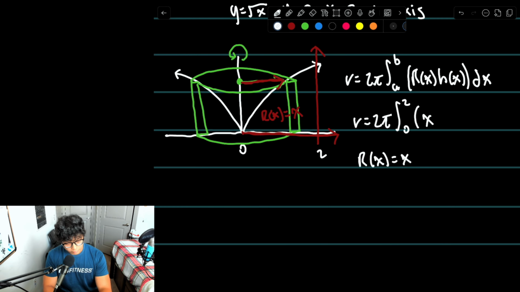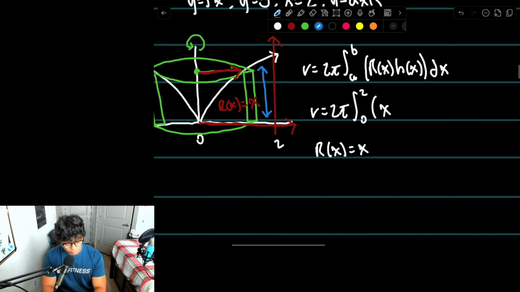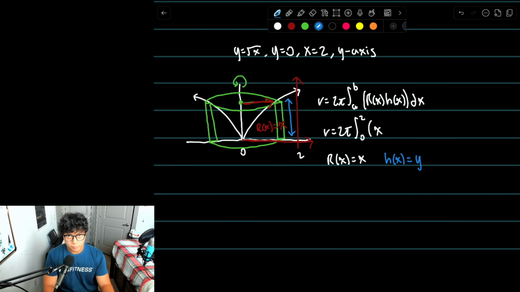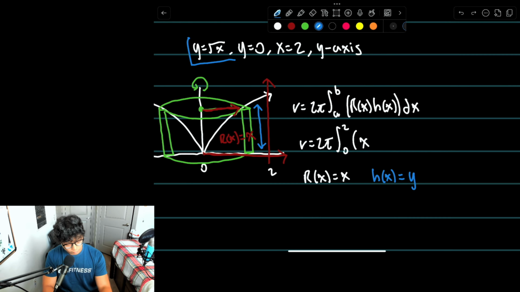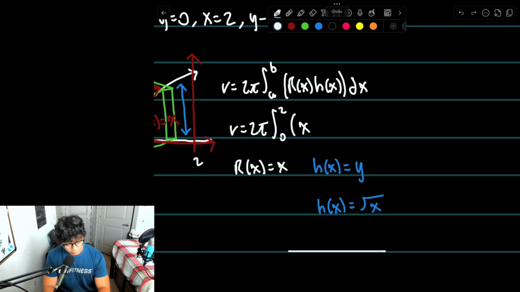And our height is obviously going to be parallel to our y-axis. So our height equals y. Now, something that's off here is that we are in terms of y, and we need to put it in terms of x, since we are putting all our variables in x. So to do that, we know y equals the square root of x. So let's plug that in. And now we have our h of x.